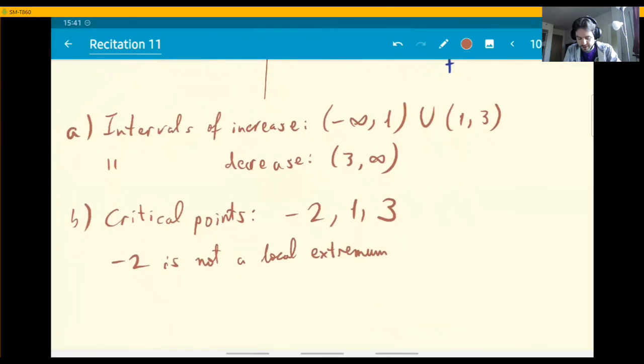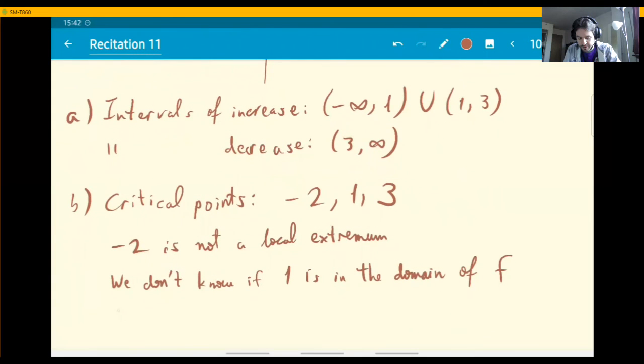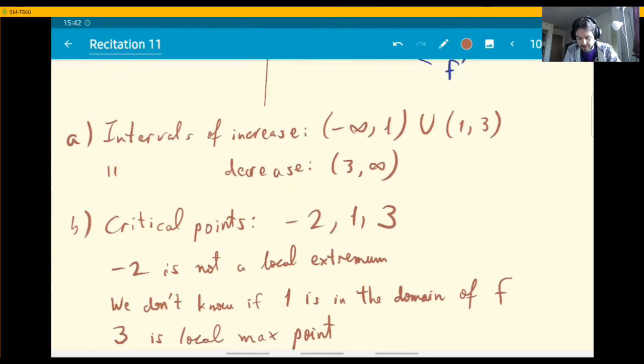We don't know if 1 is in the domain of the function. Technically, this is what you have to write here. We don't even know if f has a value there, so we cannot say if it's local whatever or not. But then the number 3 is a local maximal point, based on what we have just discussed.